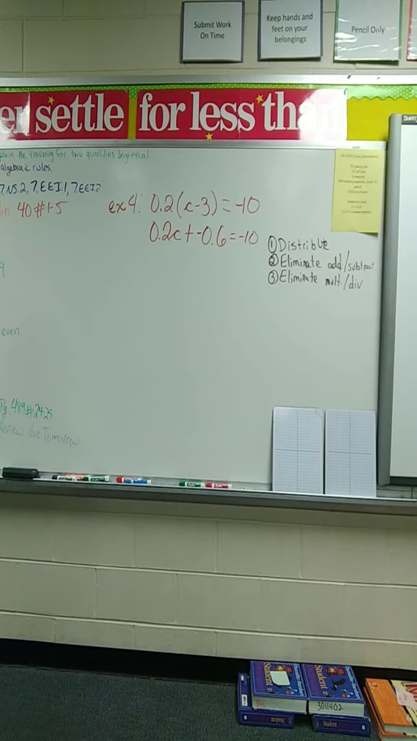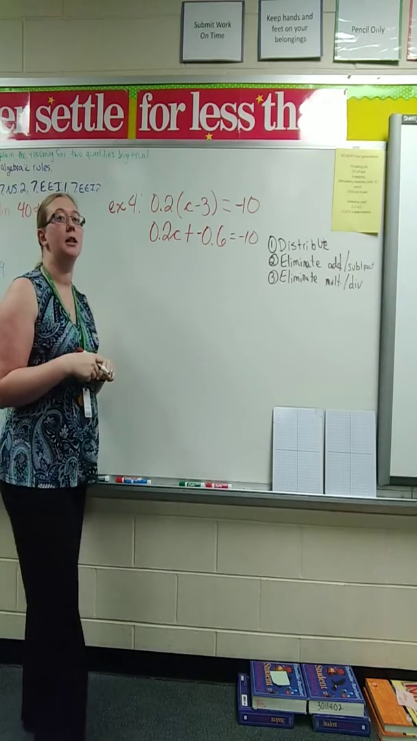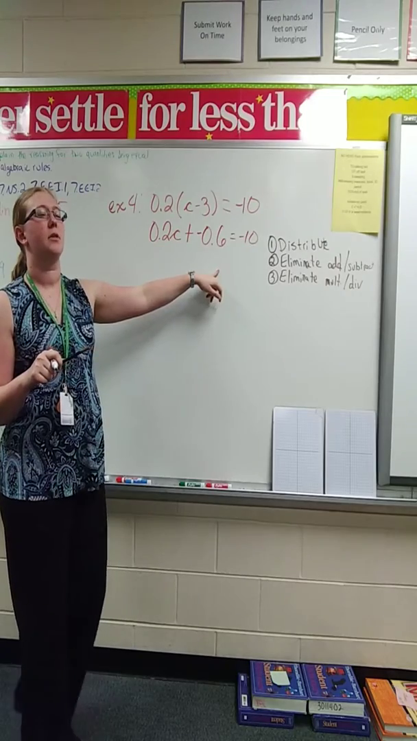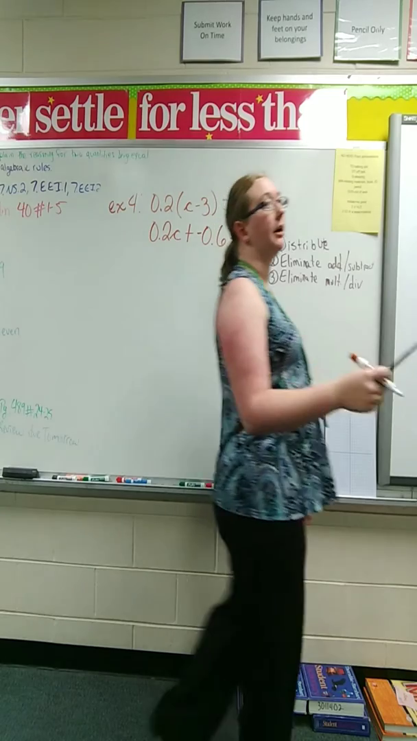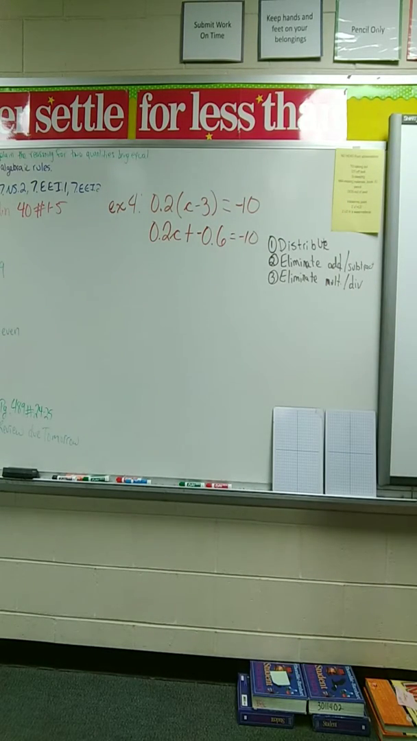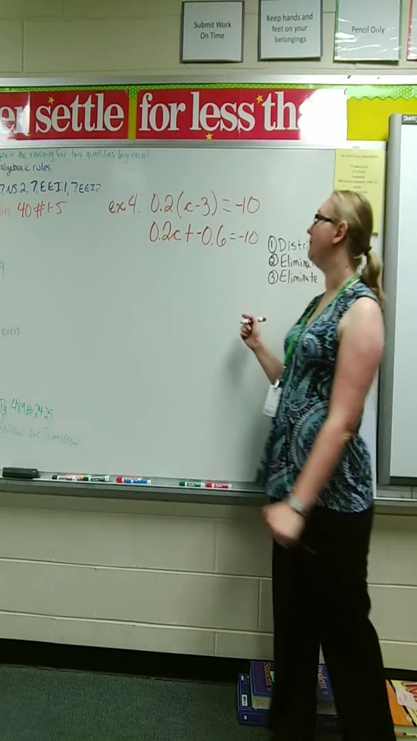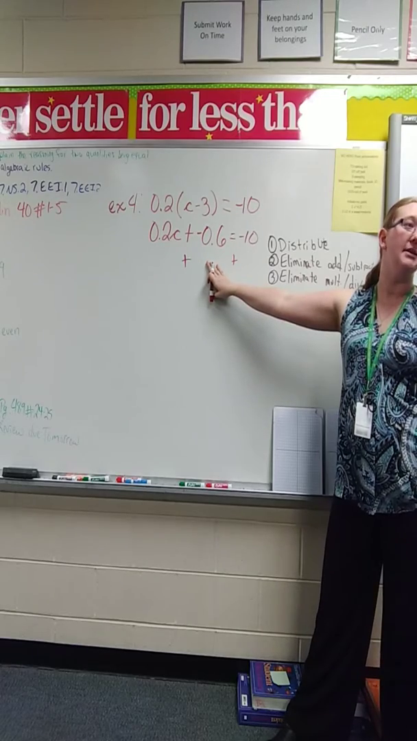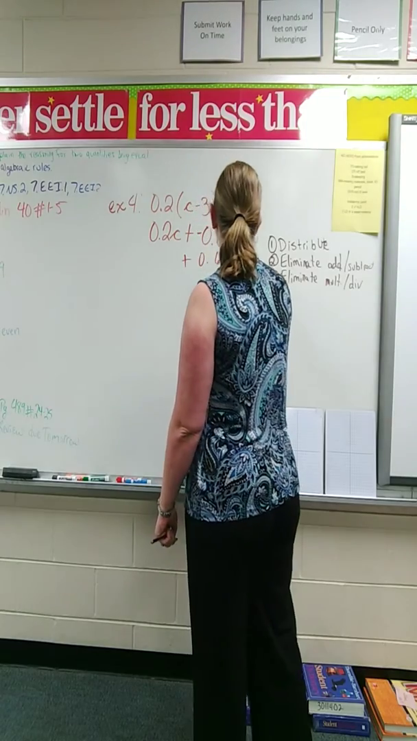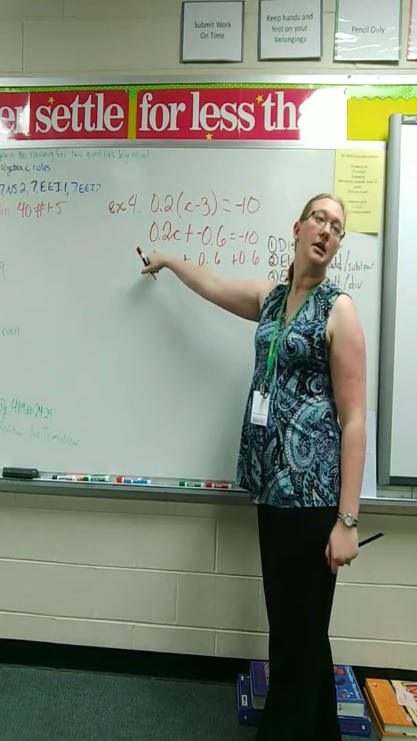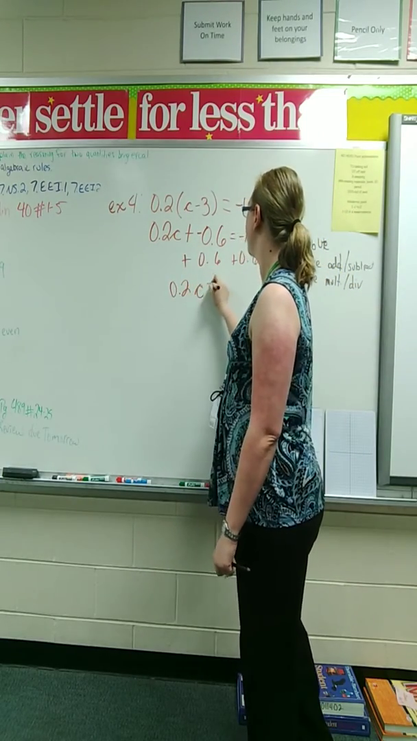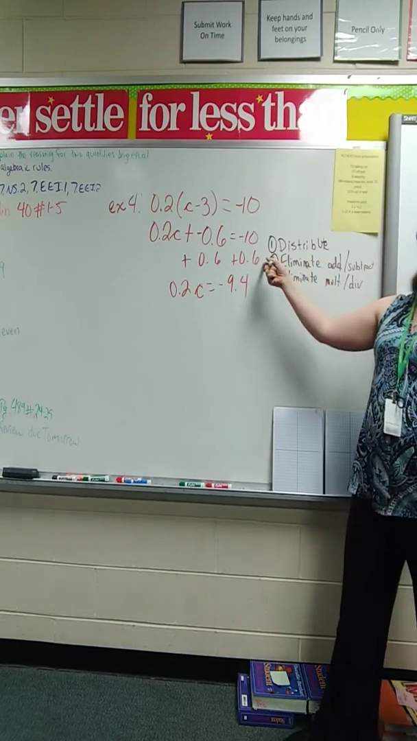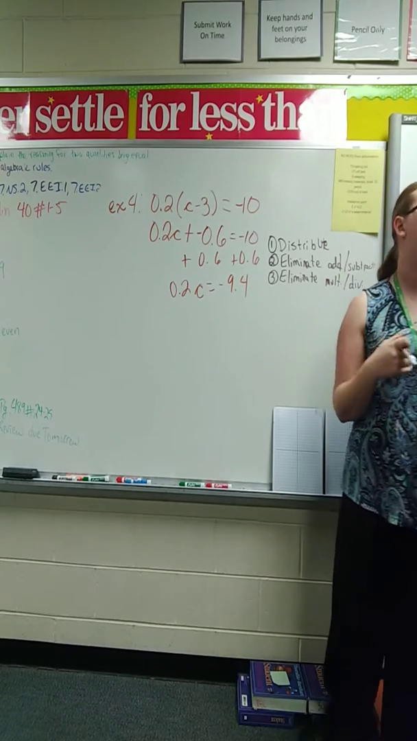What does step 2 tell me to do? Eliminate my addition or subtraction. I have the addition of a negative here. How do I get rid of a negative? If I have a negative quantity to get rid of, what do I have to do? Add a positive. So I need to add to both sides a positive 0.6. This gives me 0.2C equals negative 9.4. Because when I take a negative and I add a positive to it, I actually find the difference, or I subtract, and keep the sign of my greater absolute value.